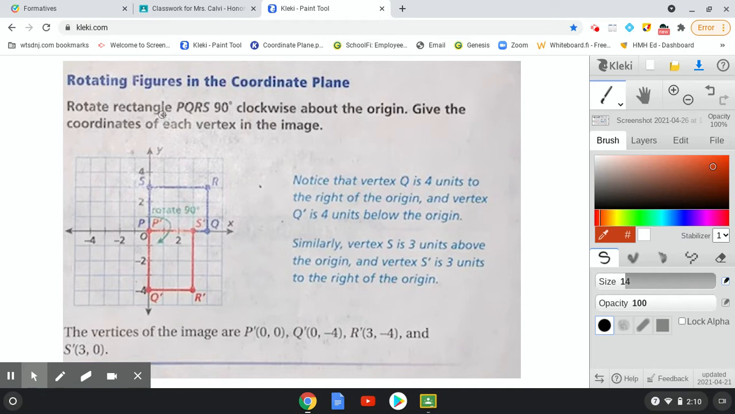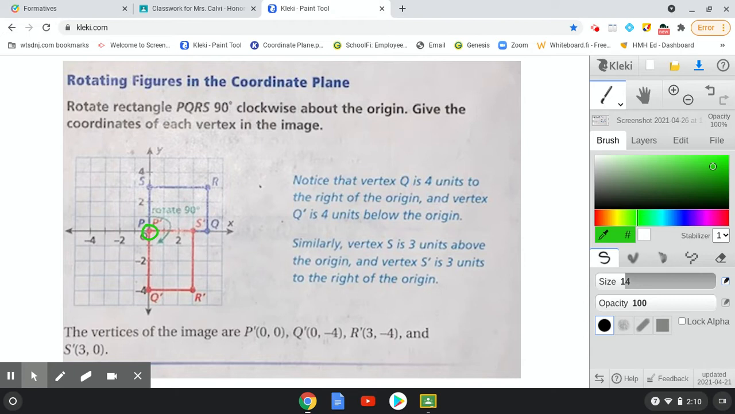It says rotate rectangle PQRS 90 degrees clockwise about the origin. So about the origin means (0, 0), right? So we know the origin is (0, 0). So we're rotating it around that point. It just so happens it's rotating around the origin because that point lands on the origin, point P, if you notice there.